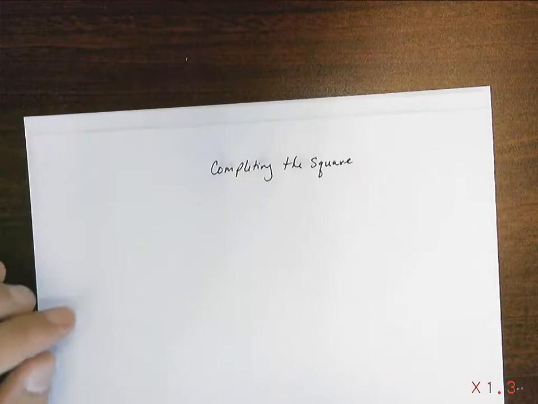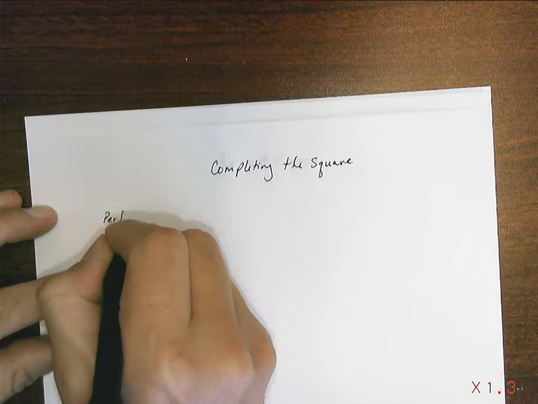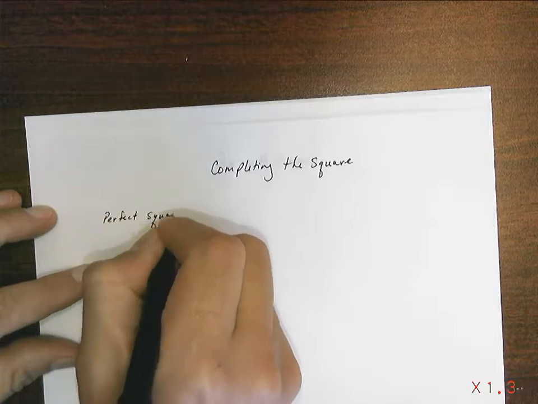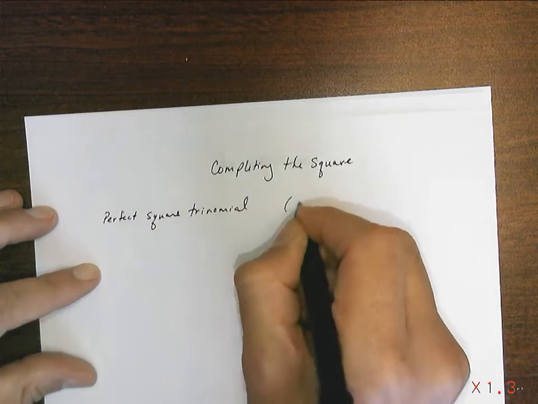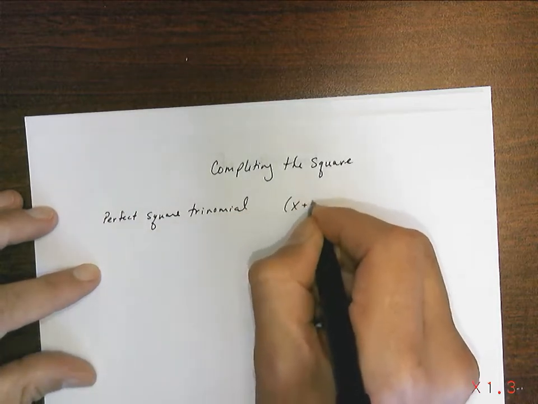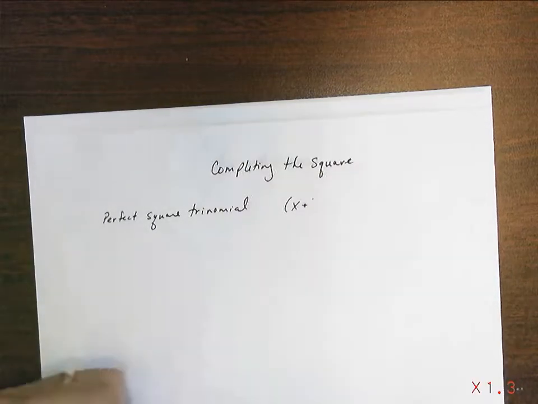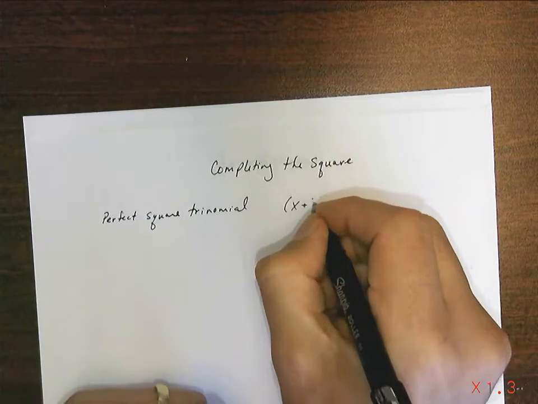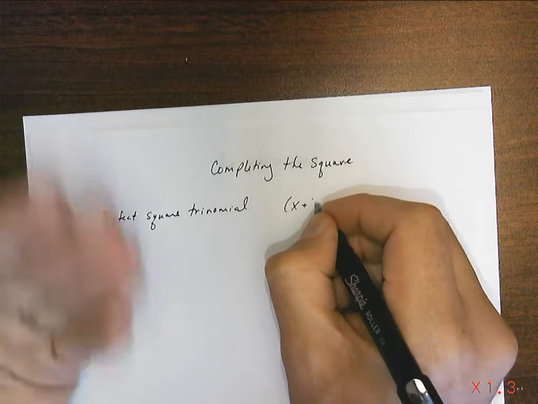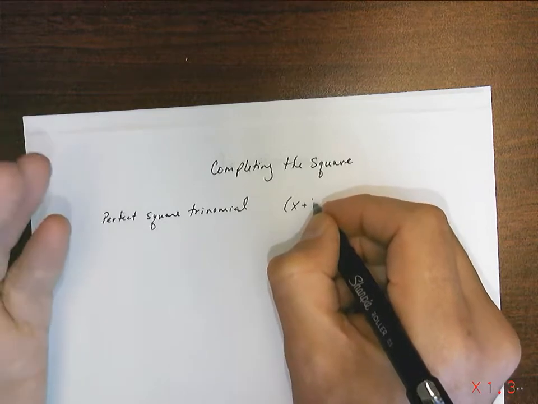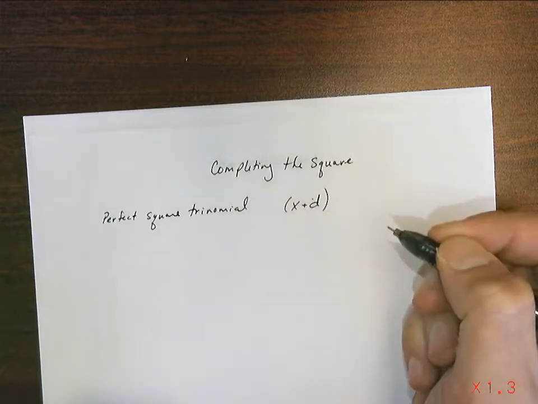I'm going to have to talk to you a little bit about what a perfect square trinomial is. A perfect square trinomial is in this form: x plus or minus a number. Now, I'm going to give that number a symbol. I don't want to use a because then you're going to get it confused with the a in the quadratic formula. I don't want to use b or c. I'm going to use d because we haven't used d before. But d just represents a number.